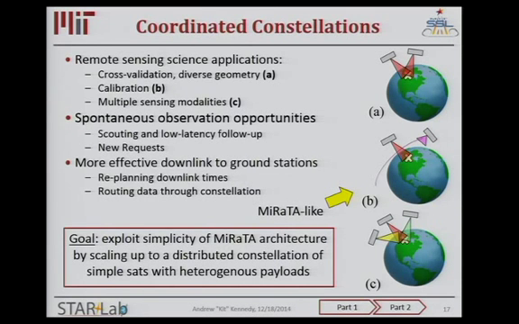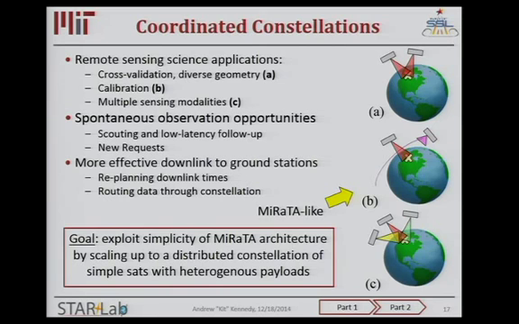So this first slide, there's a lot of detail on it, but I'm basically calling out the motivation for why you want to build a coordinated constellation. What I'm thinking about specifically is remote sensing science applications in low Earth orbit. There are sample cases here on the right. In A, you might have two spacecraft with similar instruments observing the same volume of atmosphere at the same time, and two sources of measurements are better than just one. B is the MiRaTA application, where you have one instrument that is being calibrated by another instrument. And C is a case where you have multiple different kinds of instruments all observing at the same time, adding a lot of synergistic information in that way.